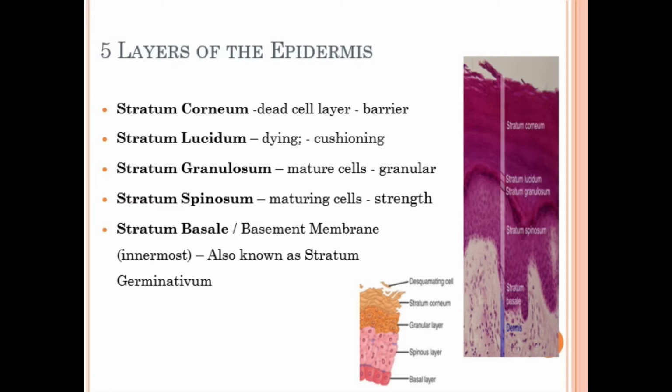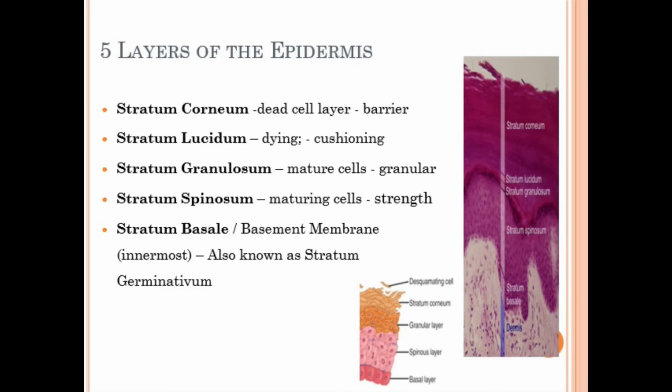Starting from the top, the stratum corneum is the layer of dead cells. Right, these are the cells present on top of the skin, which we can touch and which are visible to us. They are basically dead cells, and they provide a barrier against abrasion. They provide a barrier against water loss, right? And these are the same cells that fall from the skin as dandruff.